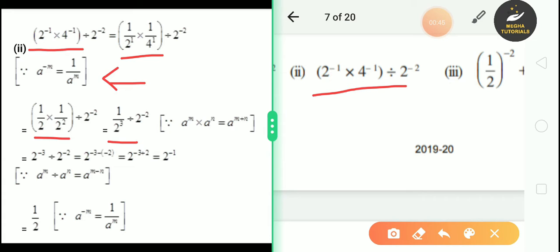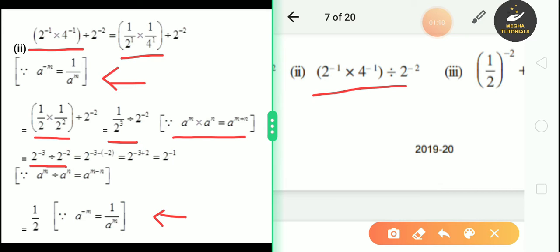We have added the powers using the law a raised to m into a raised to n is equal to a raised to m plus n. Then we can write 1 upon 2 raised to 3 as 2 raised to minus 3, using law a raised to minus m is equal to 1 upon a raised to m. So we will get 2 raised to minus 3 divided by 2 raised to minus 2.